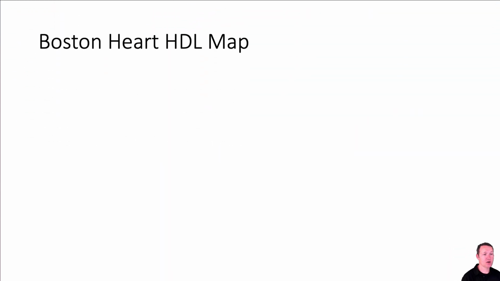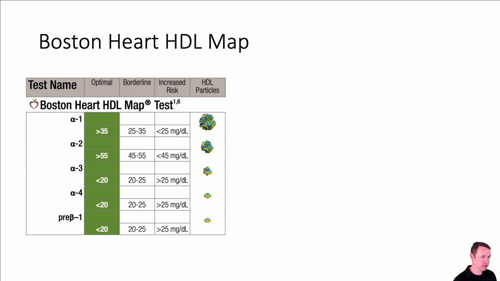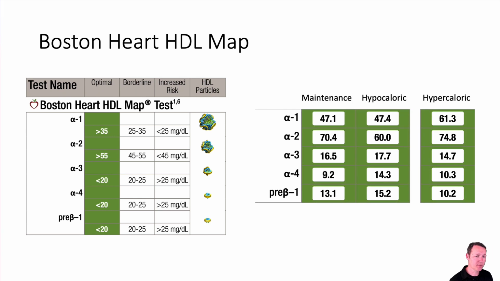Boston Heart also has an HDL map. And now we get back to the real goods, where we can look at this HDL map. We can see that it divides out these different subtypes that I was talking about before. But note that, generally speaking, you want your alpha 1 and alpha 2 to show up as high. The higher the better. You want to get above this marker. But it works the opposite on the nascent. You don't want to have a whole lot of A3 and A4 detected in the blood, because that's associated with worse outcomes. Well, here are my numbers.